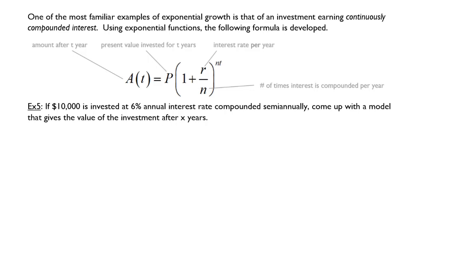Welcome back to part 5 on exponential functions. One of the most familiar examples of exponential growth is that of an investment earning continuously compounded interest. Using exponential functions, the following formula is developed.